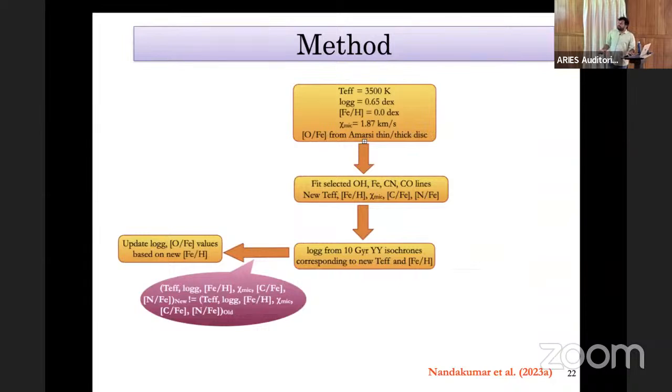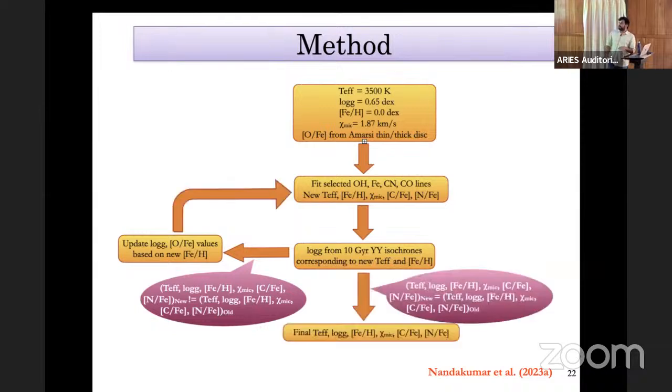And then we check if the new set of parameters is different from the previous step's parameters. And if it is different, we will update the new log G value from the isochrones and the oxygen values based upon the new metallicity that we got from the previous run. And then we will do this cycle repeatedly until the new set of parameters is very similar to the previous run's parameters. And that's how we get the final temperature, surface gravity, metallicity, carbon, nitrogen, etc.